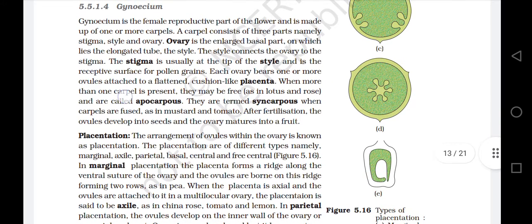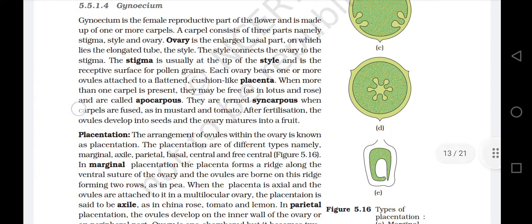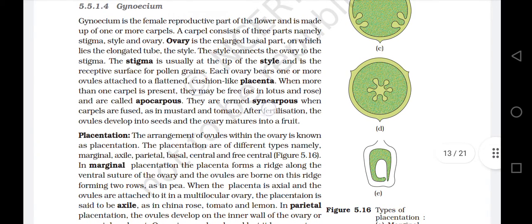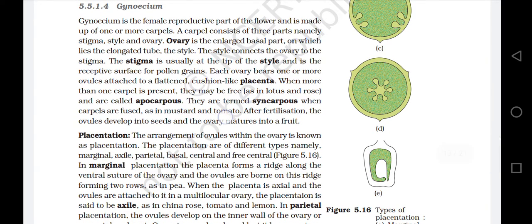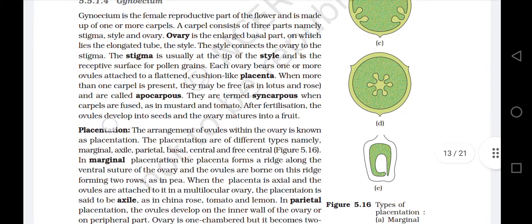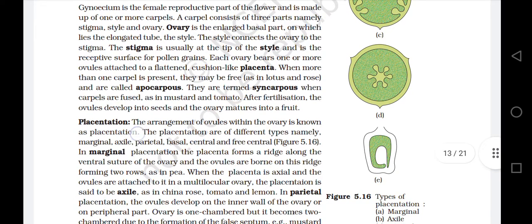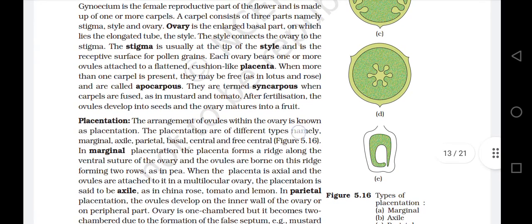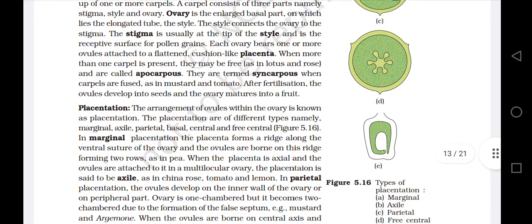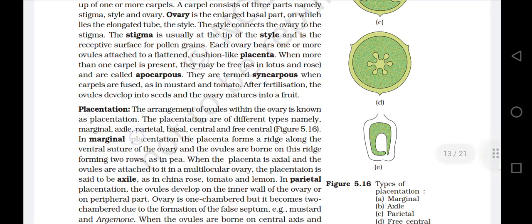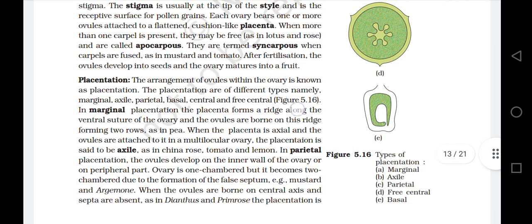When more than one carpel is present, they may be free, as in lotus and rose, and are called apocarpous. They are termed syncarpous when carpels are fused, as in mustard and tomato. After fertilization, the ovules develop into seed and ovary matures into a fruit. Placentation. The arrangement of ovules within the ovary is known as placentation. The placentation is of different types, namely marginal, axial, parietal, basal, central, and free central. Figure 5.16.